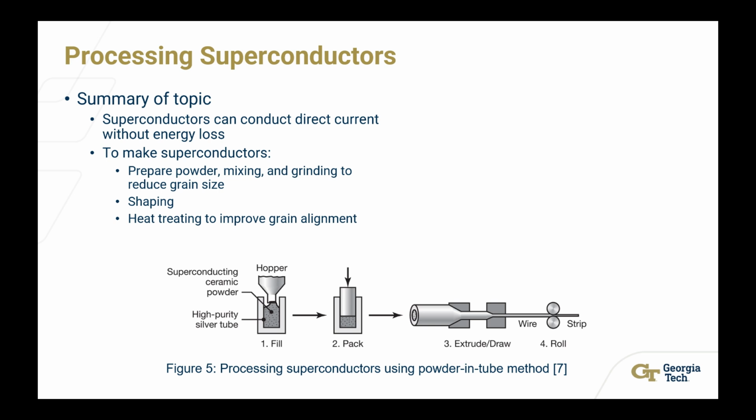On the bottom, you can see one of the techniques to shape and make a superconducting wire, called the powder and tube method, in which you fill the ceramic powder inside a cylinder and pack it, and then you extrude and draw out the cylinder into a wire.